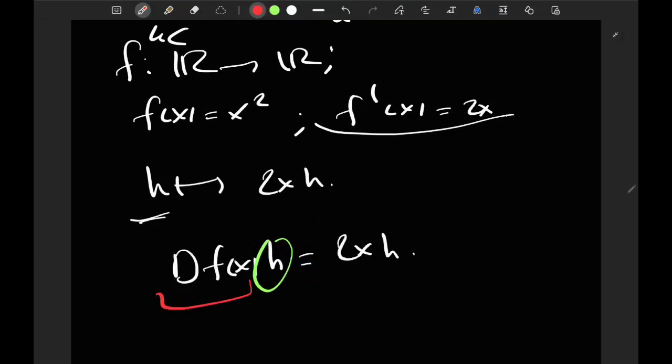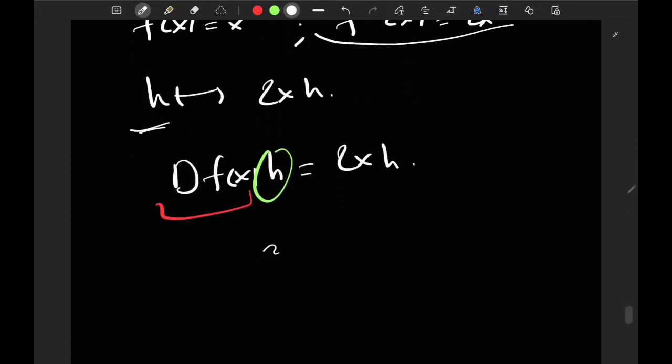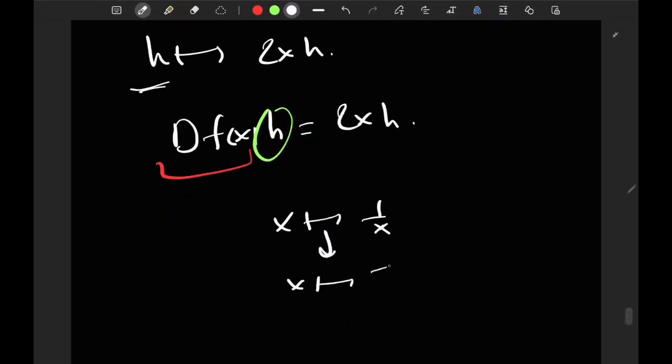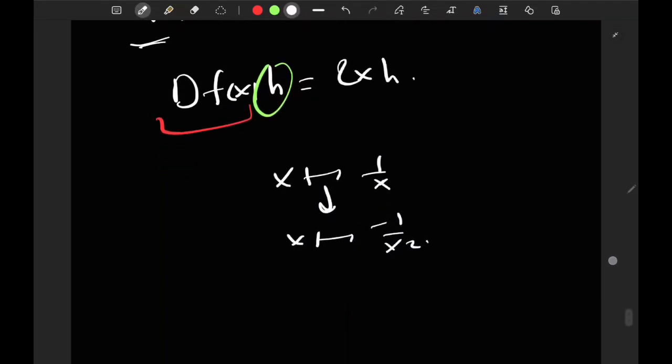df of x is not a map, it's a point. It's the image of x under df. And applying it to h in this context just means multiplying it by h. That's why we are saying that the derivative of this map, which maps x to 1 over x, is the map which maps x to minus 1 over x squared. That's exactly what we are saying. And so this is the compatibility that we are talking about.